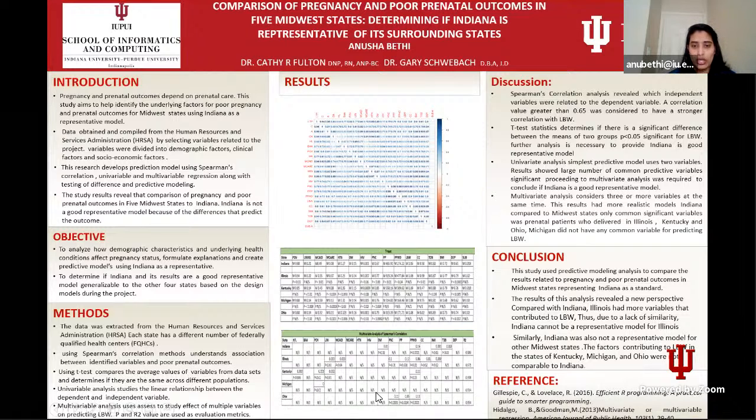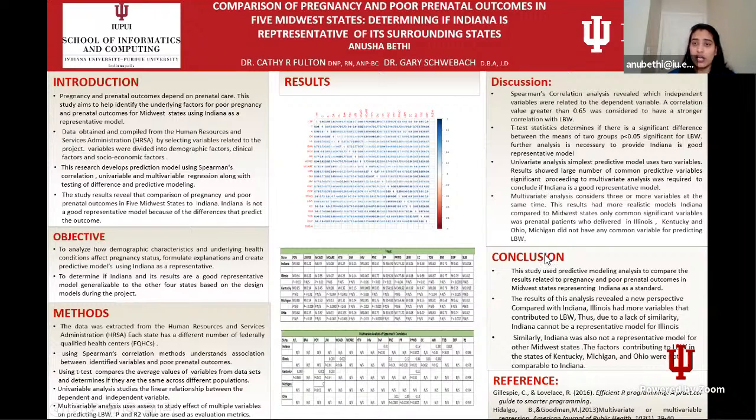Coming to Ohio, all the prenatal characteristics, like prenatal patients who delivered, showed significant values.